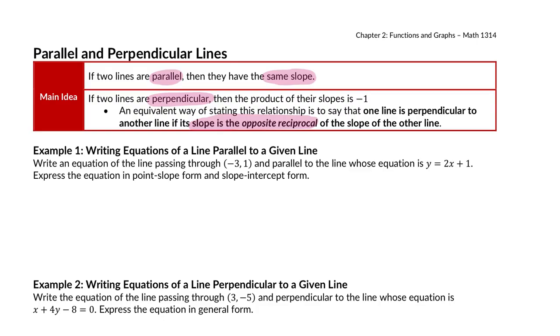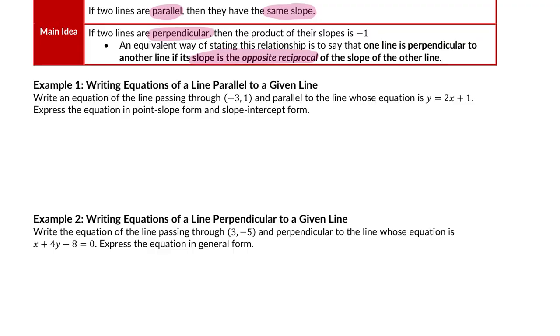Here's a question that might be asked. It says, write an equation of the line passing through the point -3, 1, parallel to the line whose equation is y equal to 2x plus 1. Express the equation in point-slope form and slope-intercept form. So to write point-slope form, we need a point, we need a slope.